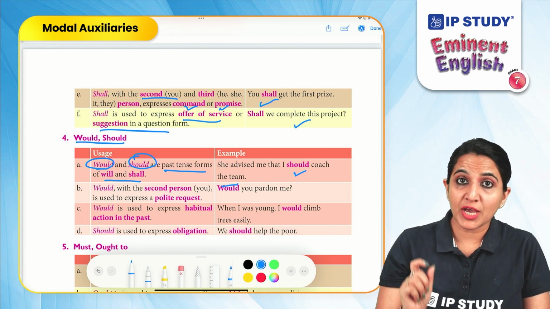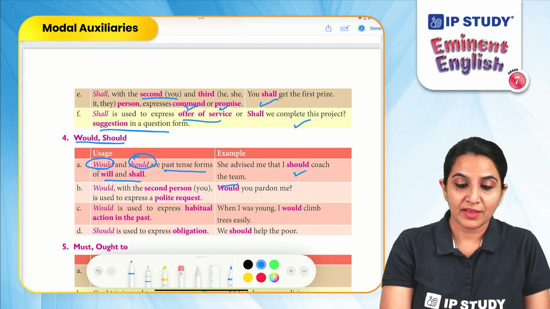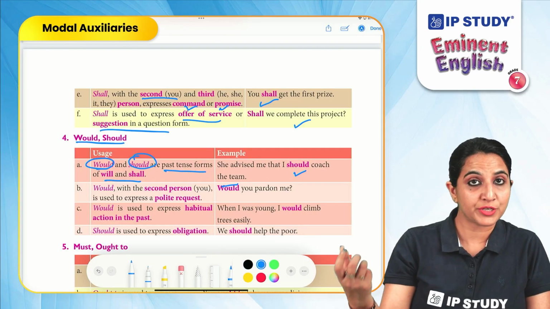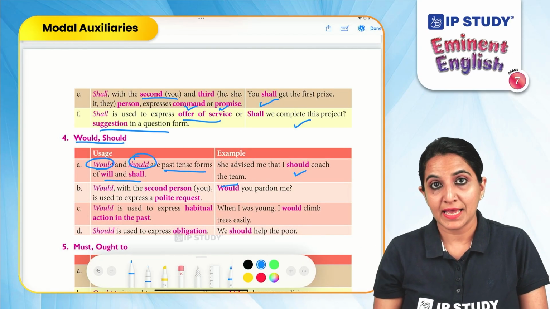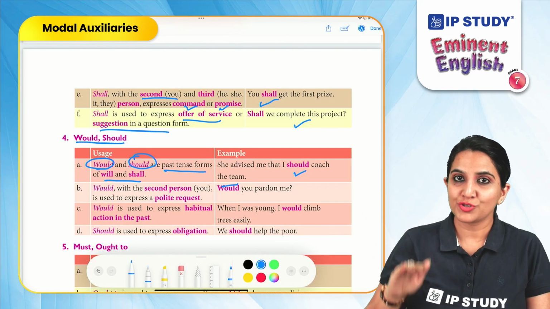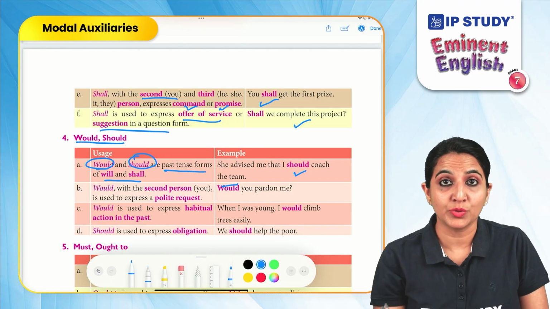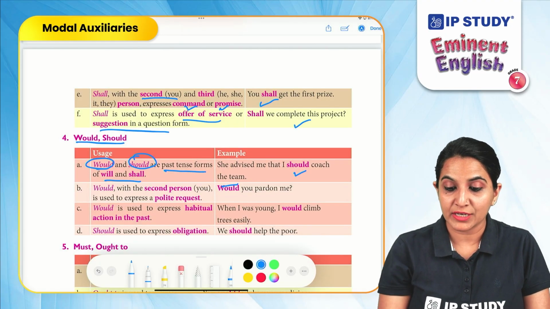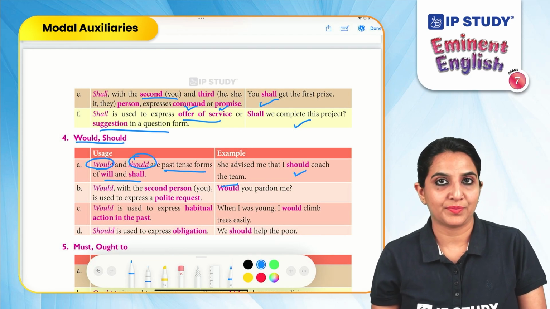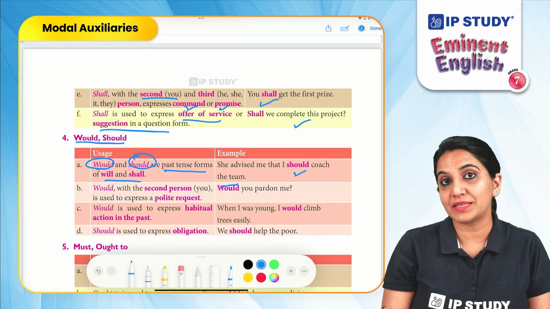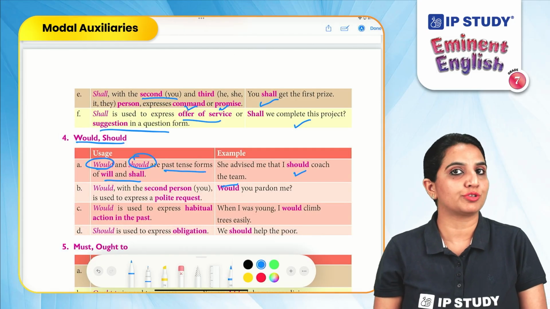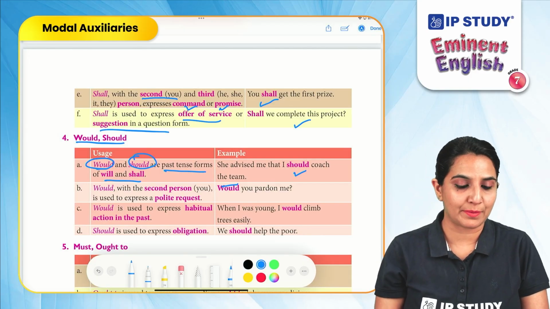We use shall in the same scenario, like when we are offering a service, when it is an offer for service or suggestion in a question form, we use shall in that case. But when we have to use them in the past tense, then we use should. Therefore, we may use shall in this sentence like, she advised me that I shall coach the team. But since the verb is in the past tense, advice is advised, she advised me that I should coach the team.